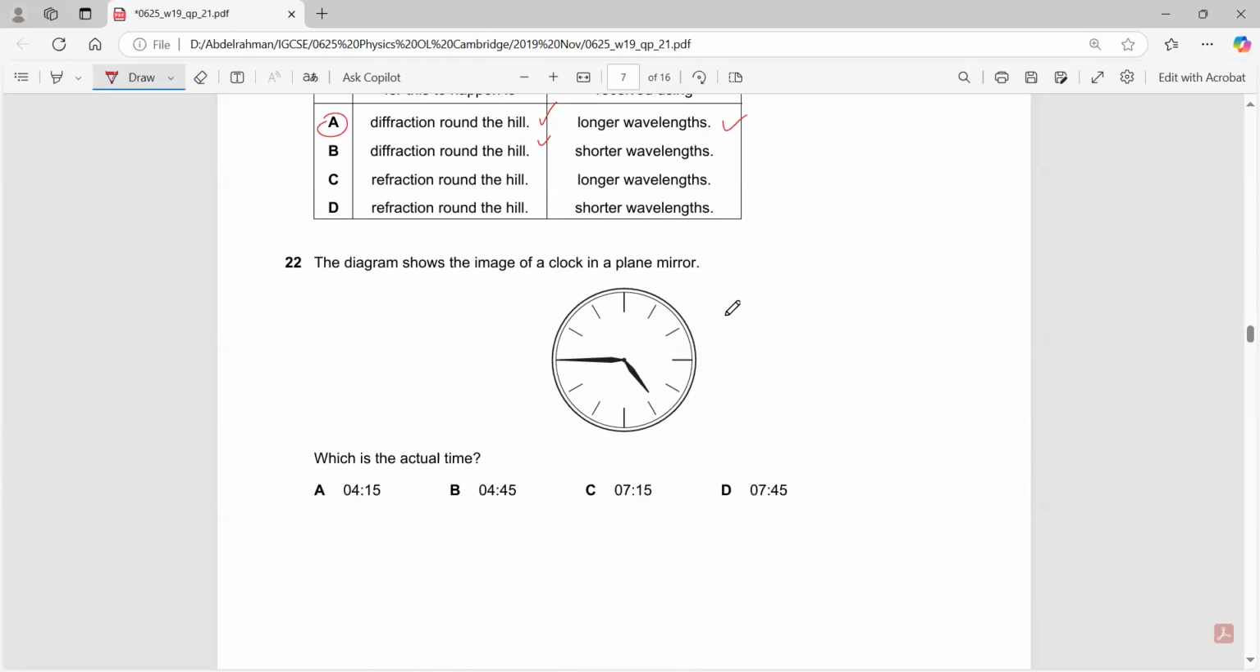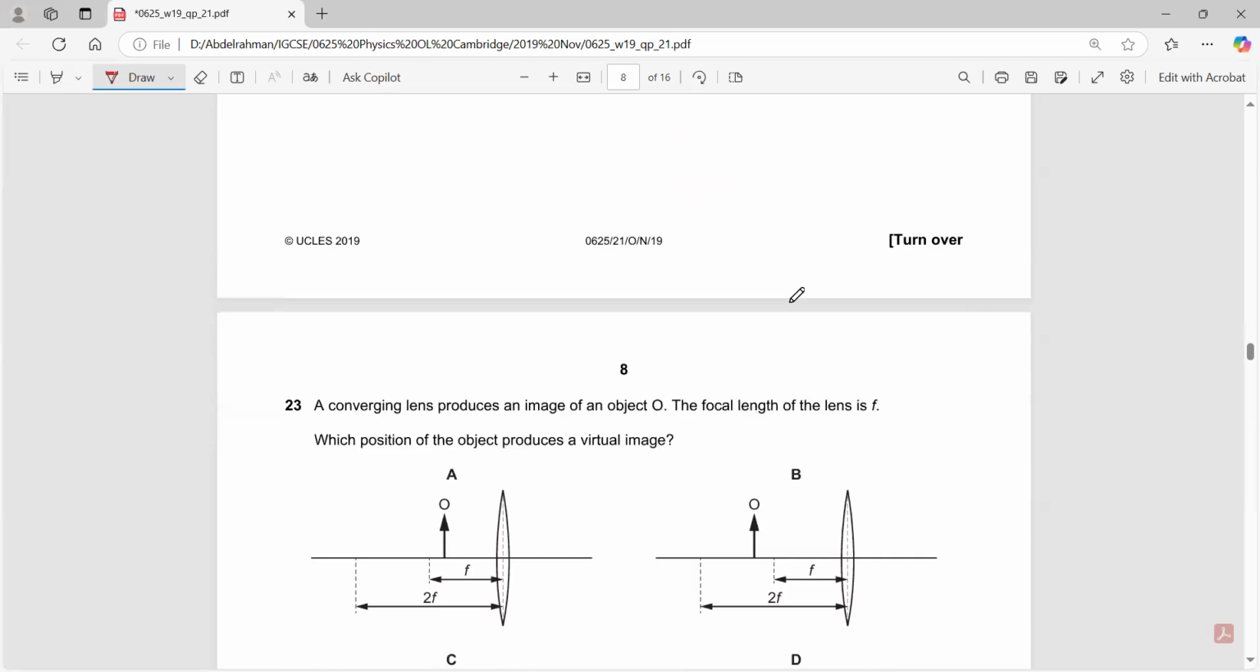Question 22. Which is the actual time? This is the image of a clock in a mirror. What is the actual time? You need to laterally reflect it. So this is at the 15-minute marker, and this is actually at the 7. So it's actually 7:15, because you need to laterally reflect it.